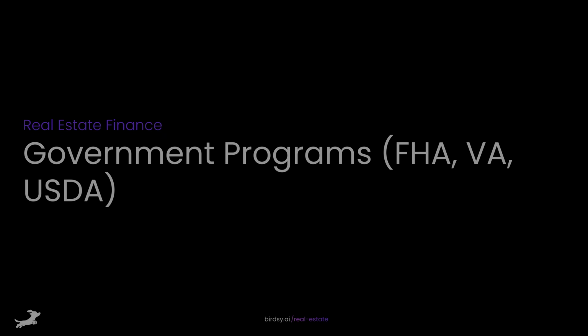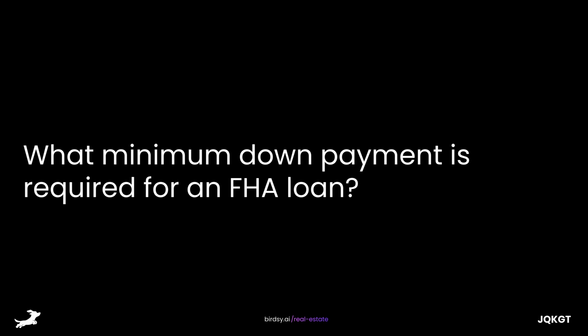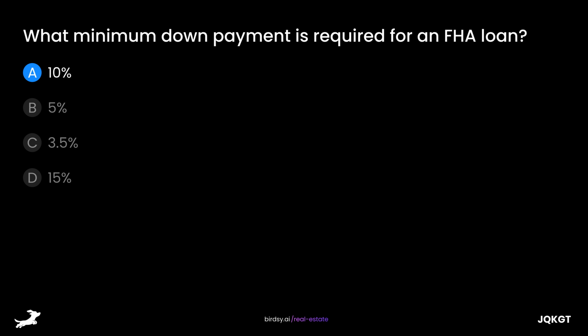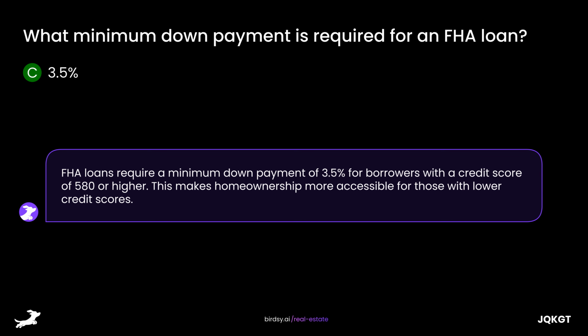Government programs. What minimum down payment is required for an FHA loan? Is it A, 10%, B, 5%, C, 3.5%, or D, 15%? The answer is C, 3.5%. FHA loans require a minimum down payment of 3.5% for borrowers with a credit score of 580 or higher. This makes homeownership more accessible for those with lower credit scores.